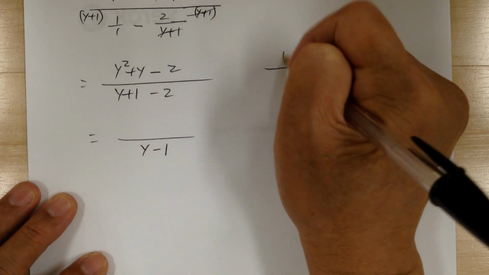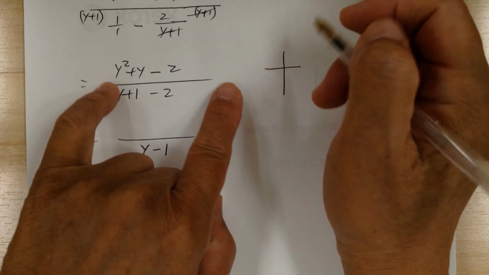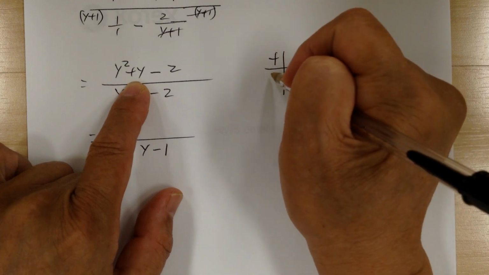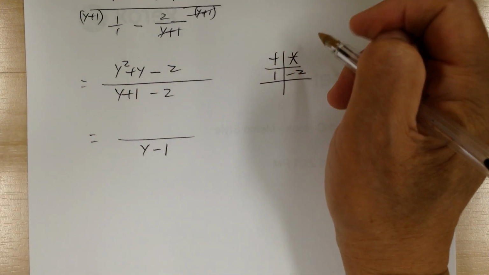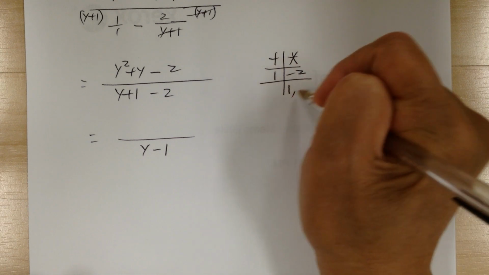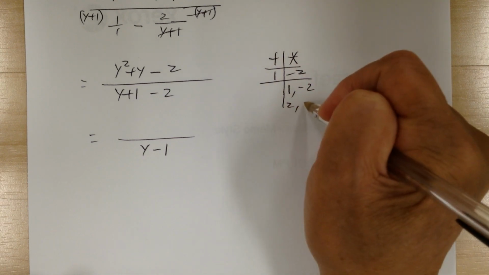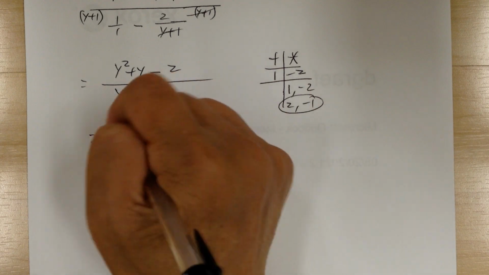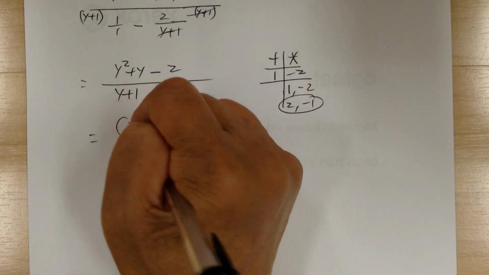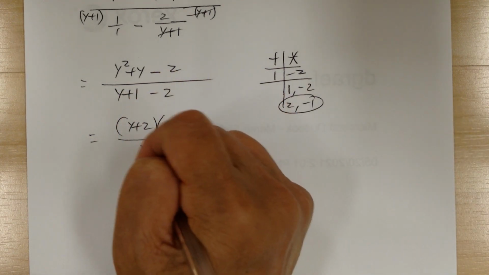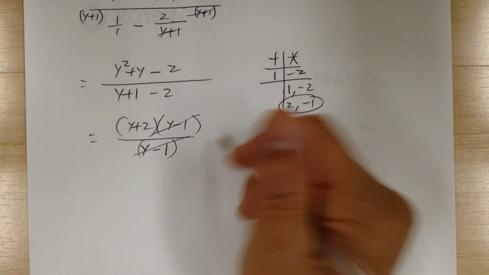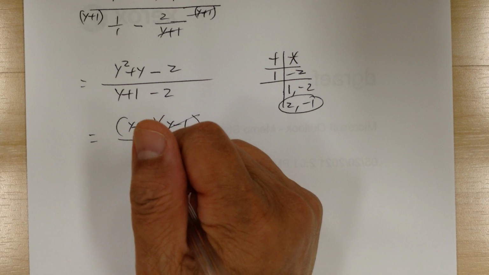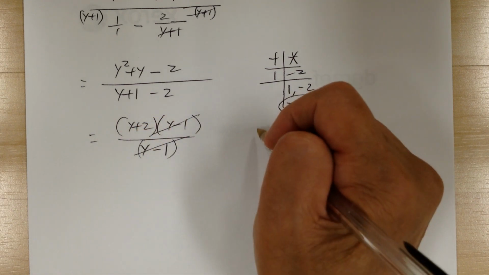On the top, you have to factor. You have to add to get 1, you have to multiply to get negative 2. And so you start with 1 comma negative 2, 2 comma negative 1. So this is the correct one. So you're going to get y plus 2, y minus 1. Okay, and you can group that. So this will cancel out. So you just have y plus 2. And if you look for the answer, this would be answer D.